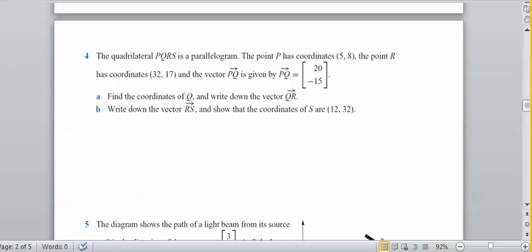All right. Next one. You can't do simultaneous equations.